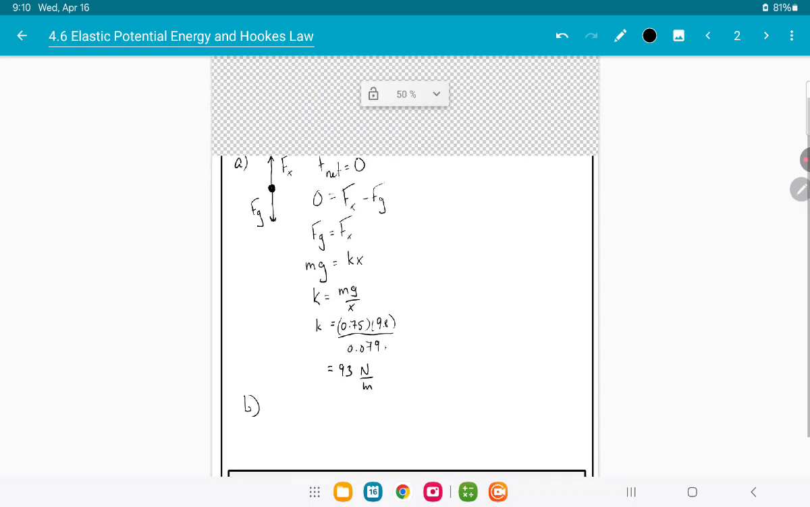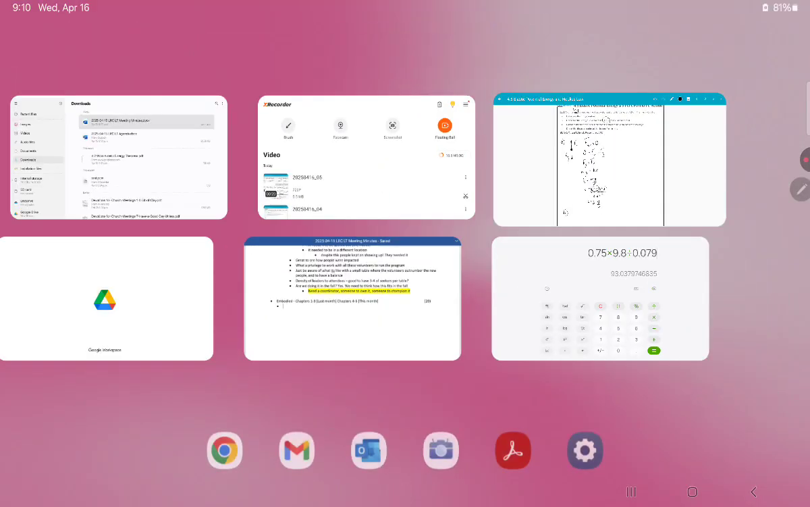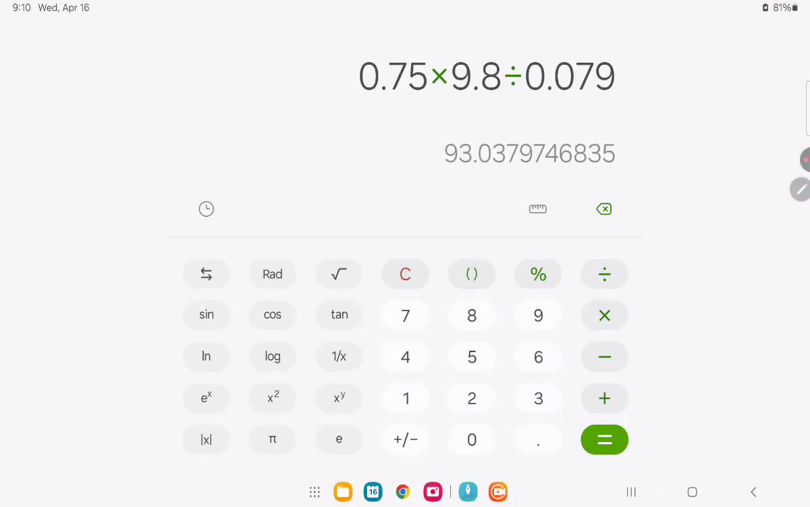Determine the displacement if a... Oh, I used the wrong mass. I used the mass from the second section, classic. So I think it was 0.46. So 57.